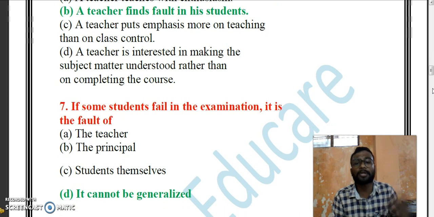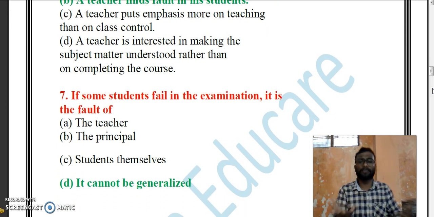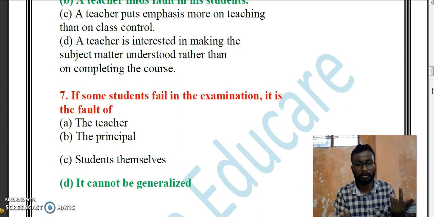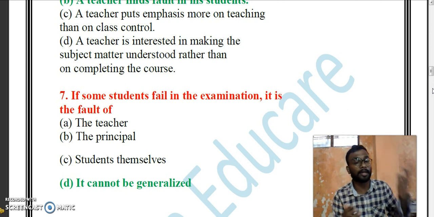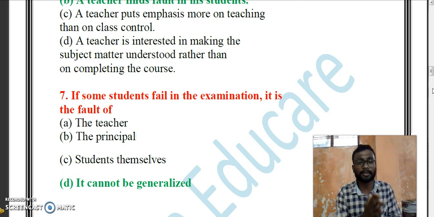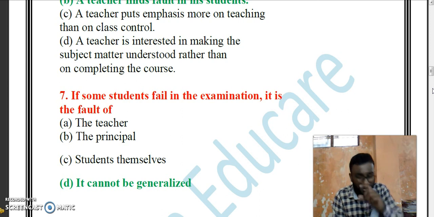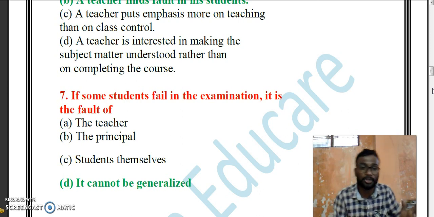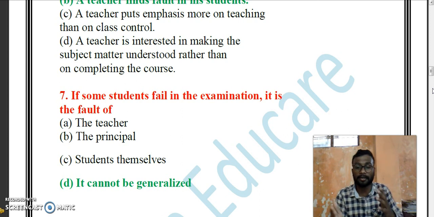Seventh question. If some students fail in the examination, it is the fault of whom? The teacher? No way. Some students may fall in the failure list due to their concentration, focus, or some other factors. Some are health issues, some are circumstances, environmental issues. Any kind of issues may influence it, right? So the teacher is not responsible, the principal is not at all responsible for it. Students themselves, of course, to some extent, but it cannot be generalized exactly. That is the point. The failure of students may differ from situation to situation, place to place, time to time. So it cannot be generalized.